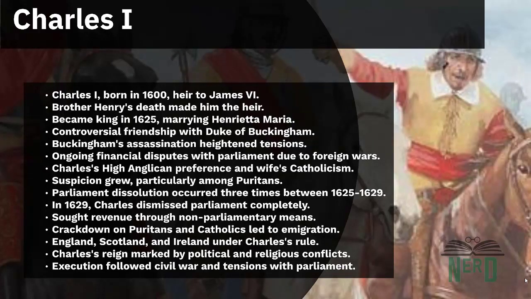Charles's preference for high Anglican worship and his wife's Catholic faith aroused suspicion among his subjects, especially the Puritans. Between 1625 and 1629, Charles dissolved Parliament 3 times, leading to increasing unpopularity. In 1629, he dismissed Parliament altogether and decided to rule without it. This decision forced him to seek revenue through non-parliamentary means, further diminishing his popularity. Additionally, there was a crackdown on both Puritans and Catholics, prompting many to emigrate to the American colonies.